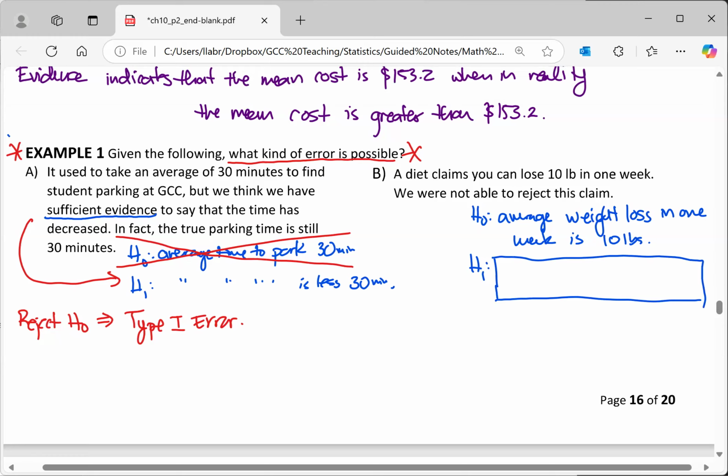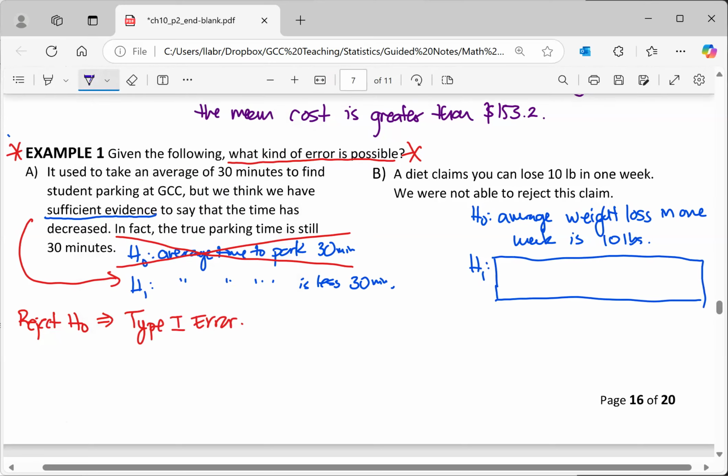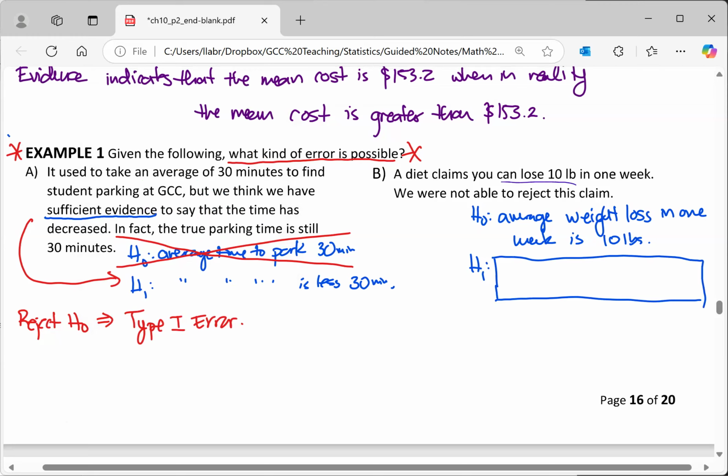All right, now what is our conclusion? We are not able to reject. So that means my sample evidence supports the null hypothesis. We're saying we don't have enough evidence to support the alternative, and so we're unable to reject. That means we fail to reject.